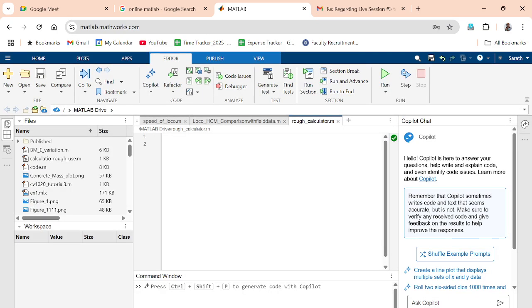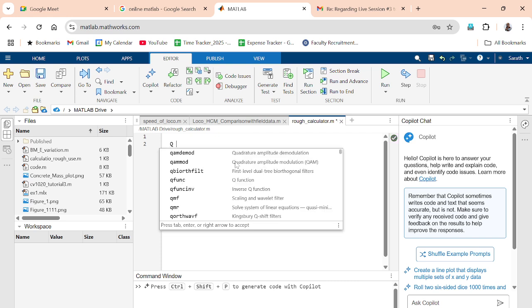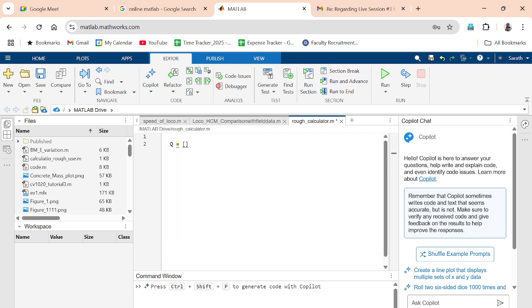So we have three matrices. Say Q matrix is 0.5.